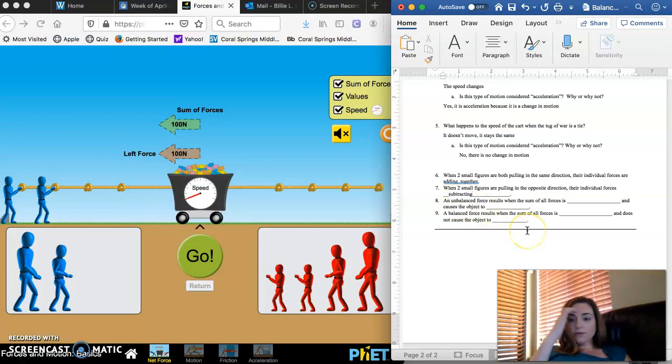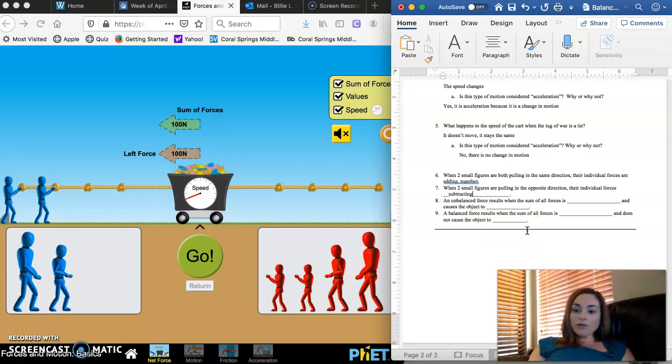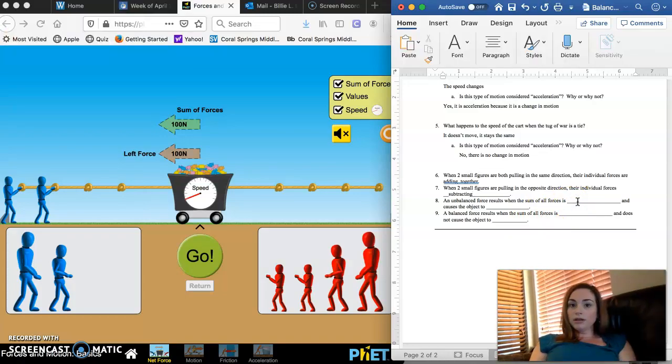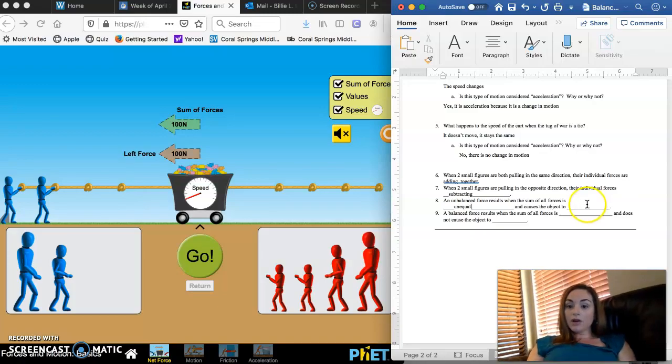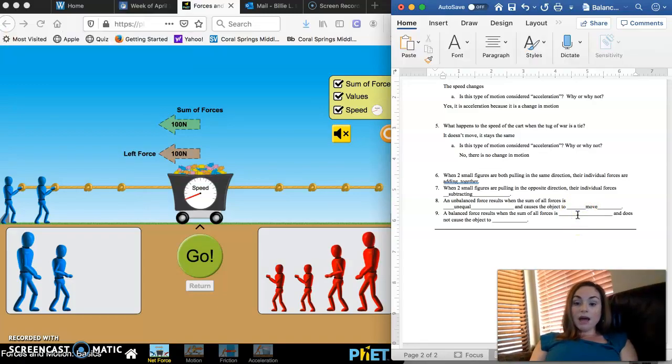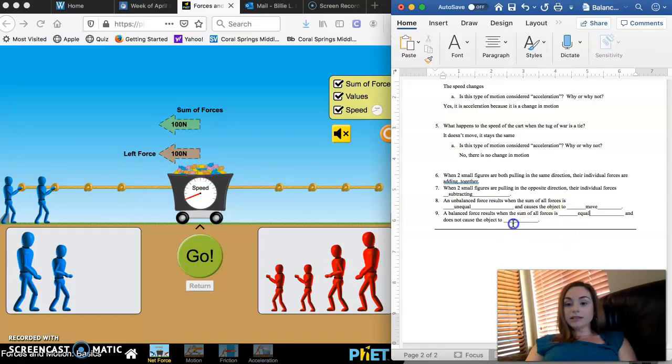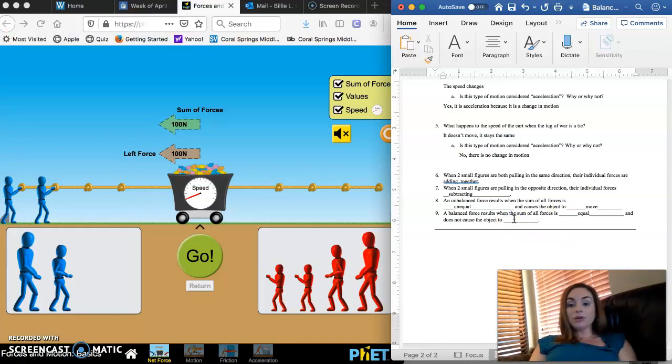An unbalanced force results when the sum of all the forces is, do you know the word? Unequal, and causes the object to move. A balanced force results when the sum of the forces is equal and it causes the object to not move.